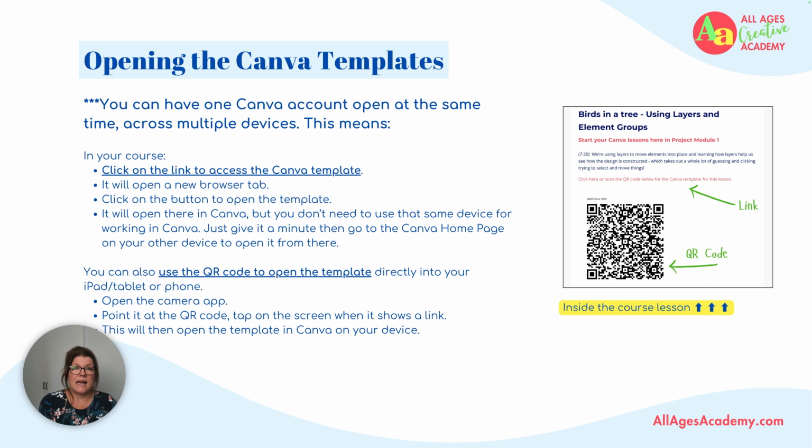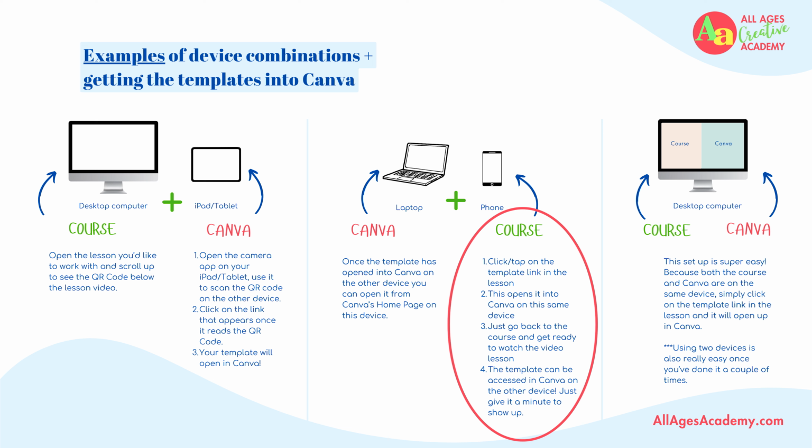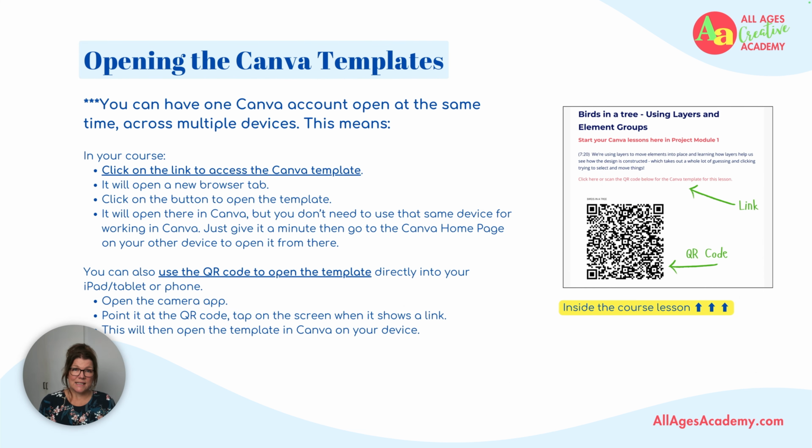To open the Canva template and get it onto the device that you're using for Canva, because remember we have two devices happening at the same time most often, one where we're watching the course and the other one that we're working in Canva. One great thing about Canva is that you can have the same account open on multiple devices, which means we can have our Canva open on that same device that we have our course. We click on the link, it opens up into Canva on that device. Because you have that same Canva account open on your other device as well, give it a minute and pretty soon that template will show up in your home page on the other device. And you can click on it there and start working.